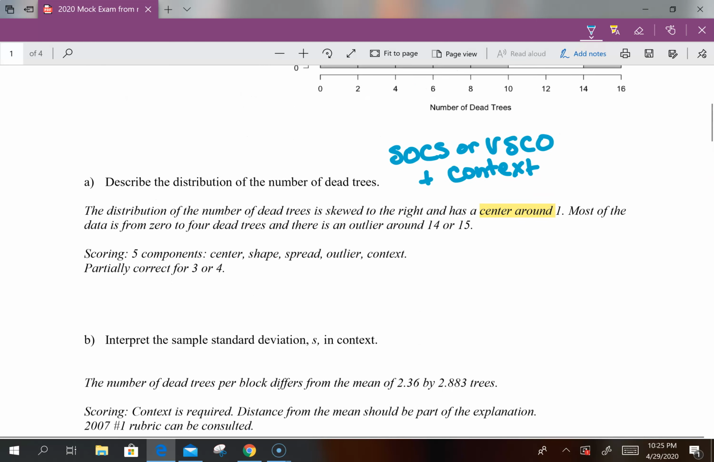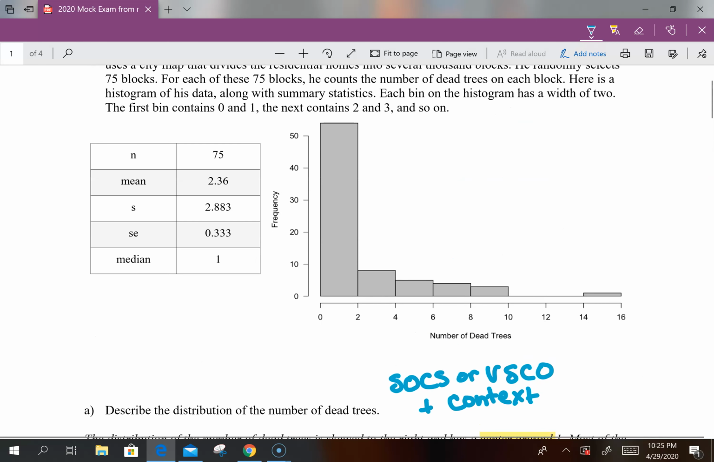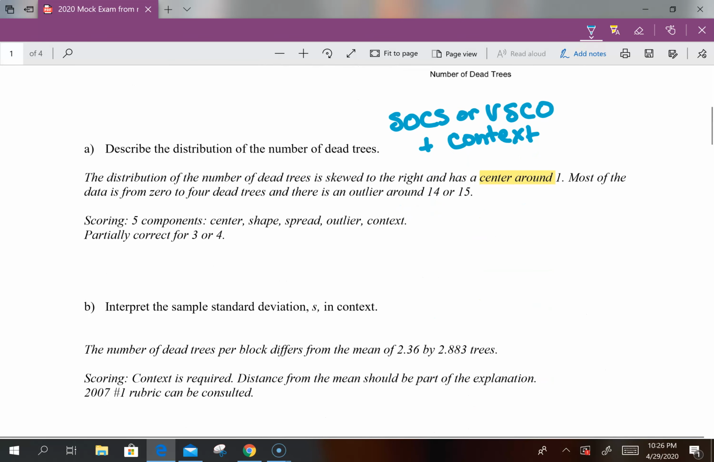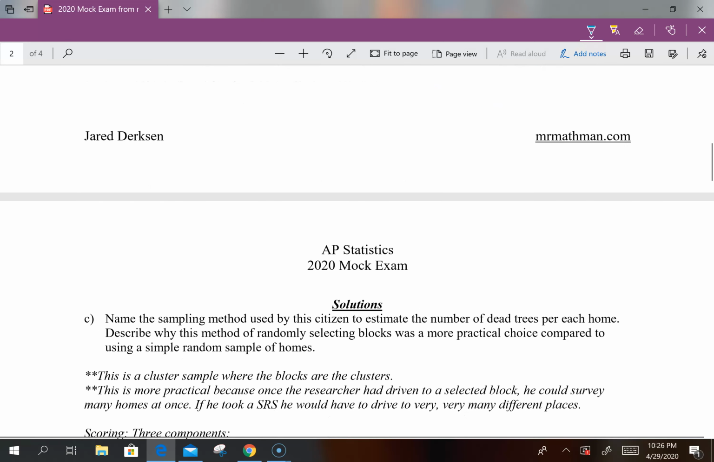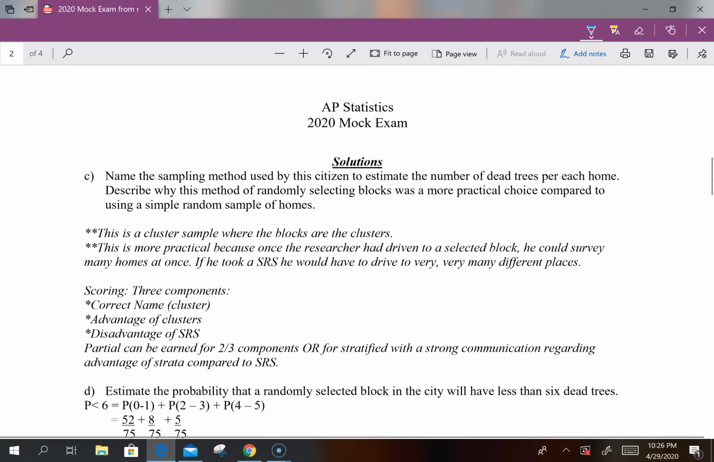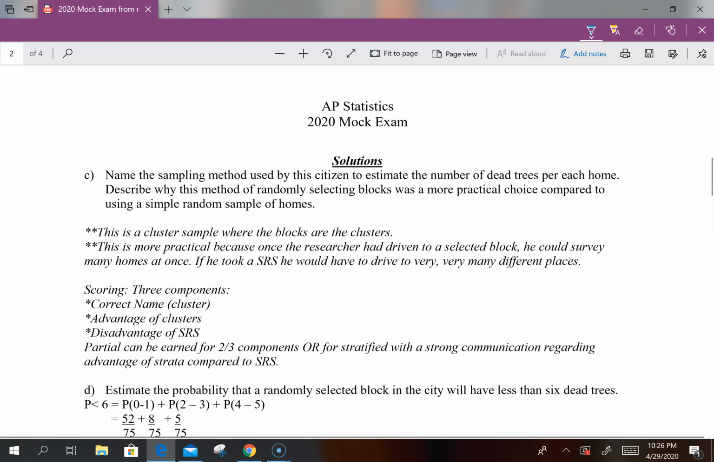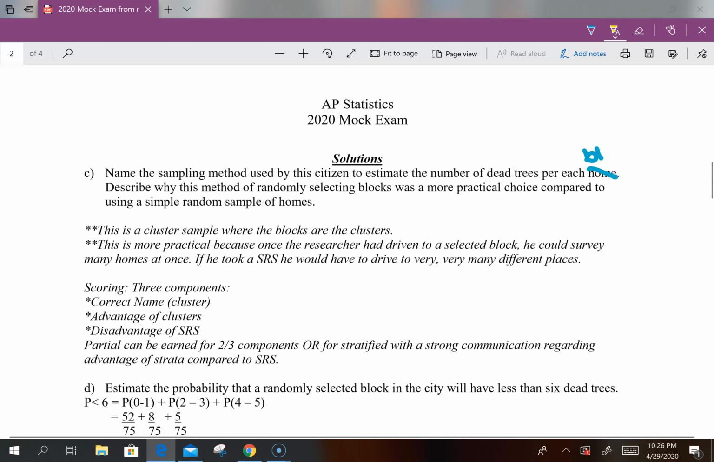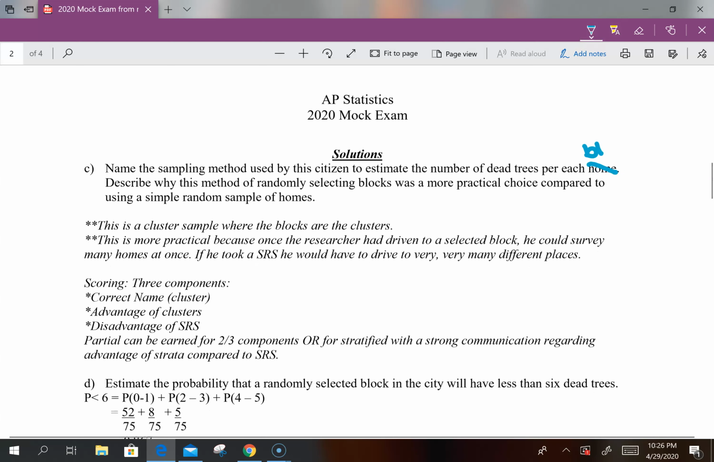They might ask you to, I would expect to see a standard deviation. I think that's something that will pop up, like to interpret. I think that's something that would be an easy kind of checkbox to go through and do. All right, so this is top of the next page. Name the sampling method used by this citizen to estimate the number of dead trees per each block, not home. That's a typo. I'm sorry if that messed you up.